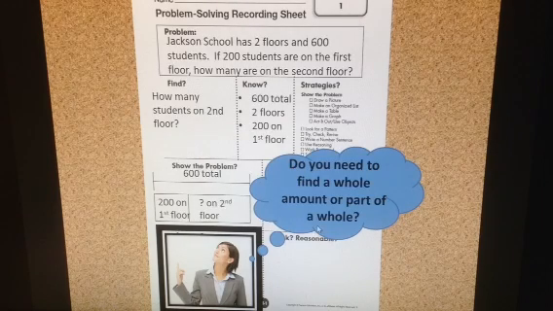This woman's asking, do you need to find a whole amount or part of a whole? Well, the whole amount always goes on the top where the arrow points there. So since we're not finding the number at the top, we're finding something that goes in one of the parts, the part here. We're finding part of a whole.